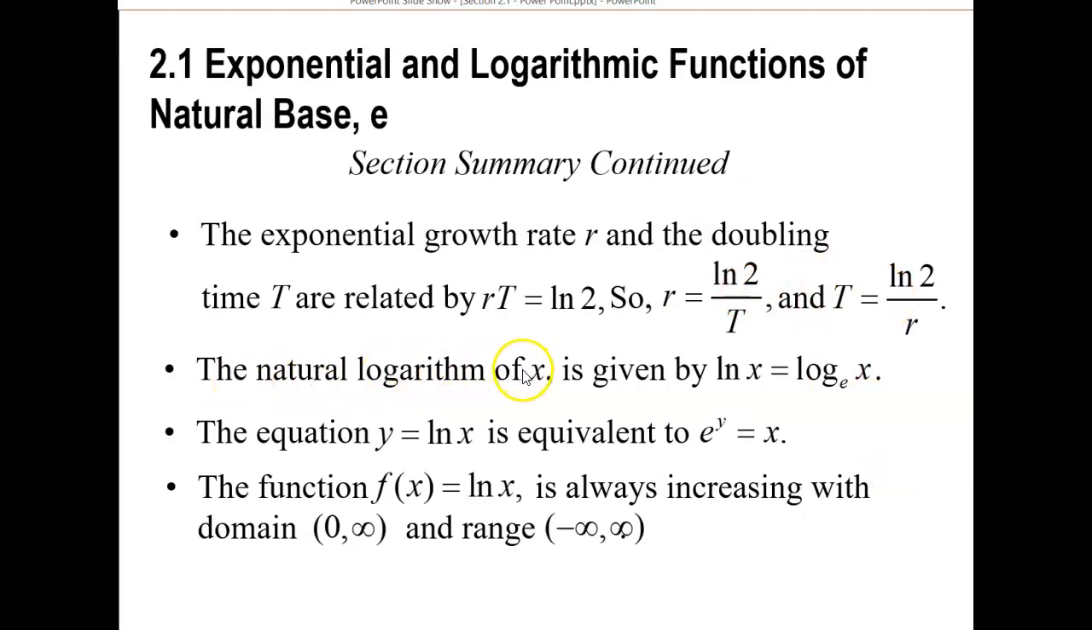The natural log of x is given by this notation, ln of x, meaning that it's log base e. y equals natural log of x in exponential form is equivalent to saying e to the power of y equals x. The function natural log of x is always increasing. It has a domain that is only positive numbers to plug in here, and the range is always all reals. All right, so that is the end of section 2.1.